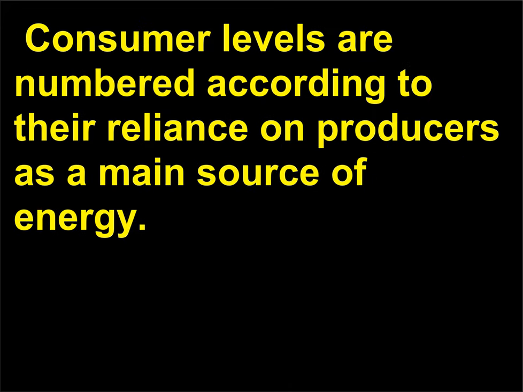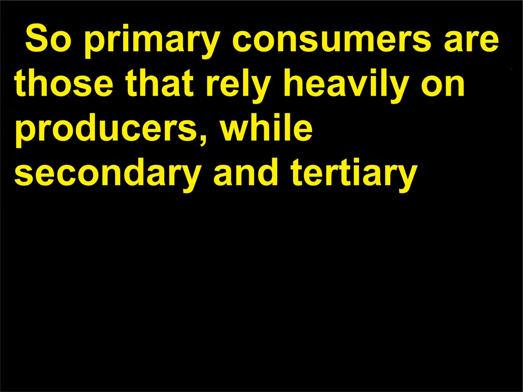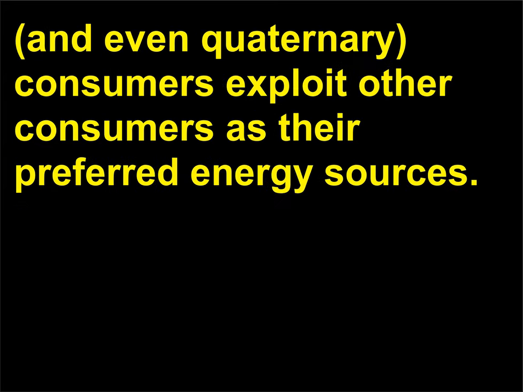Consumer levels are numbered according to their reliance on producers as a main source of energy. So primary consumers are those that rely heavily on producers, while secondary and tertiary, and even quaternary, consumers exploit other consumers as their preferred energy sources.